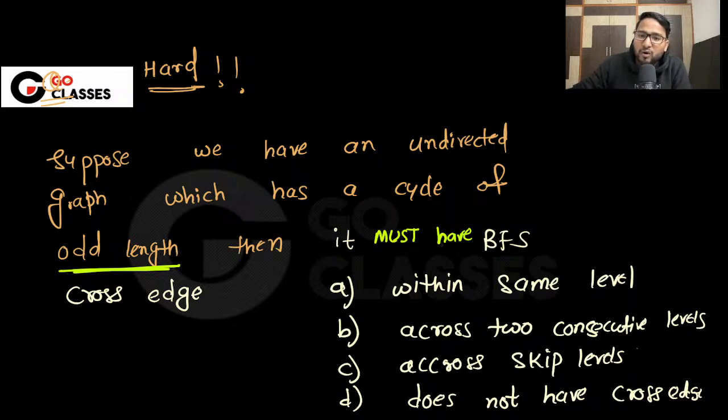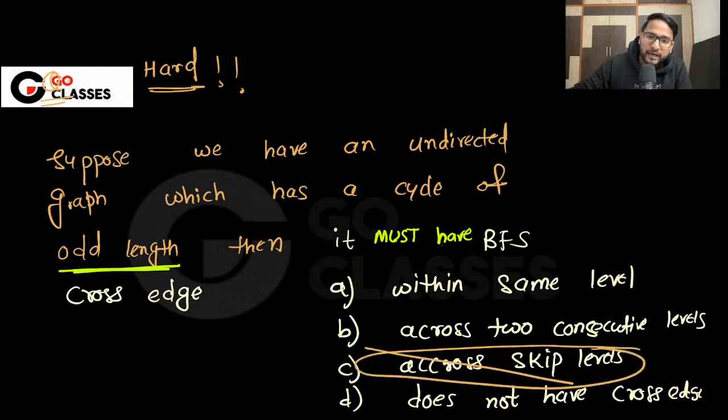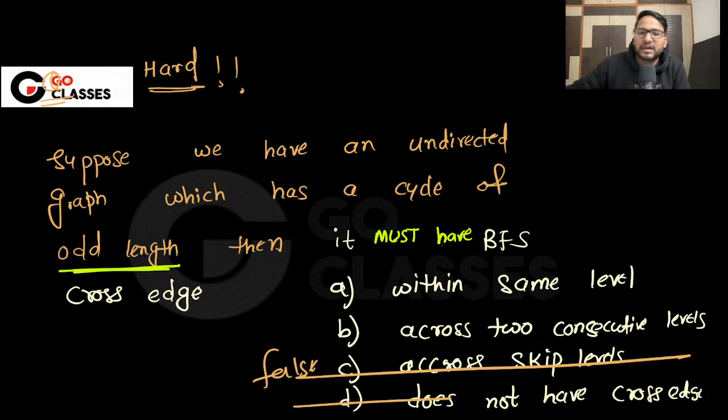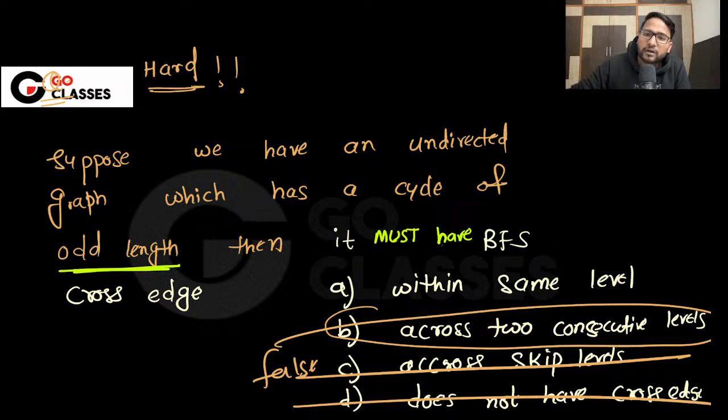Now the cross edge across skip labels is not even possible in undirected. That's why C is false. D is false because extra edges are there. What about B? Across two consecutive levels or within the same level?